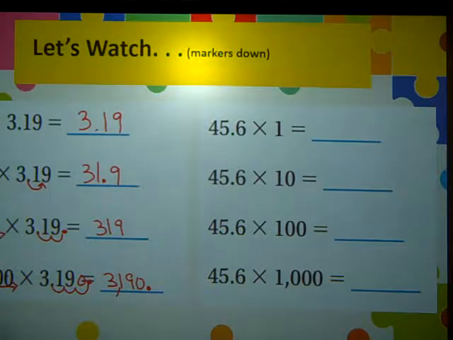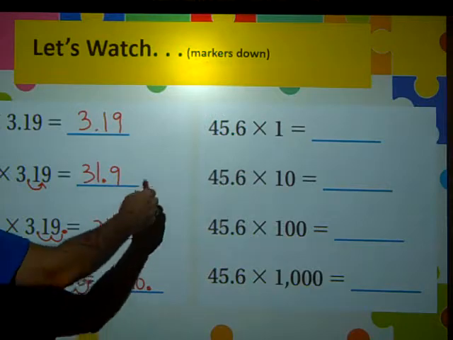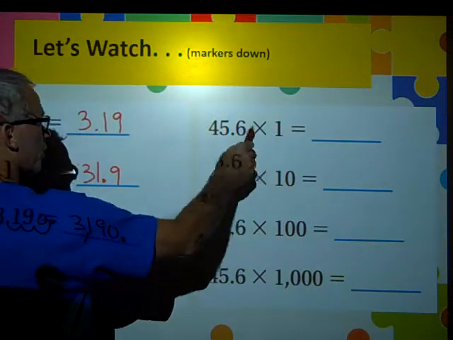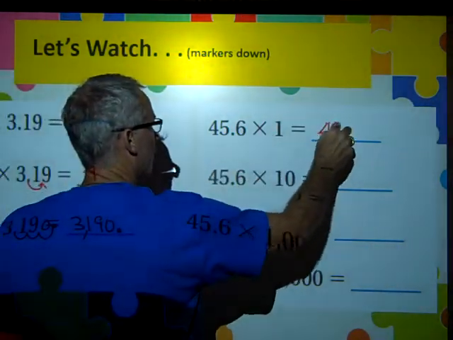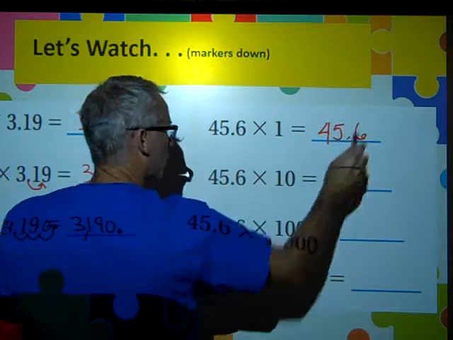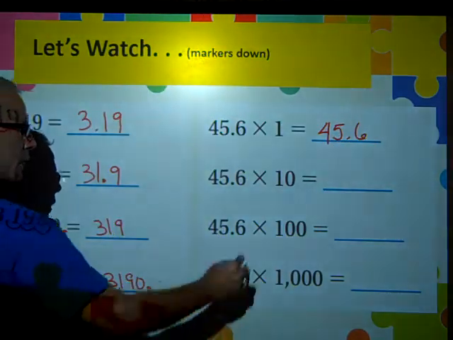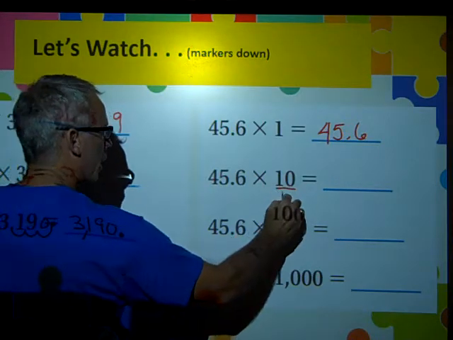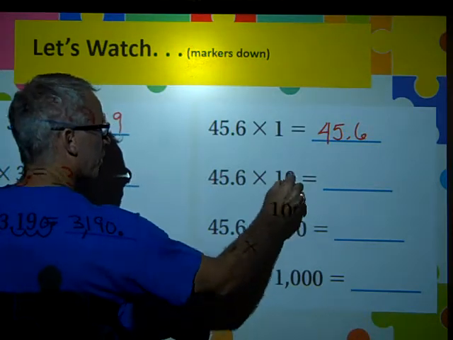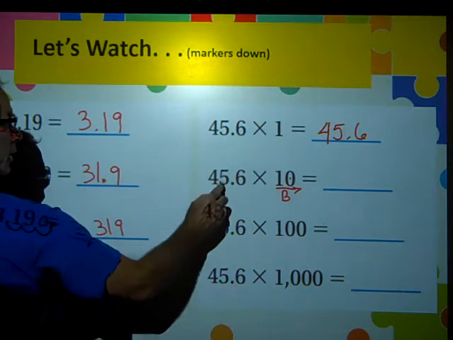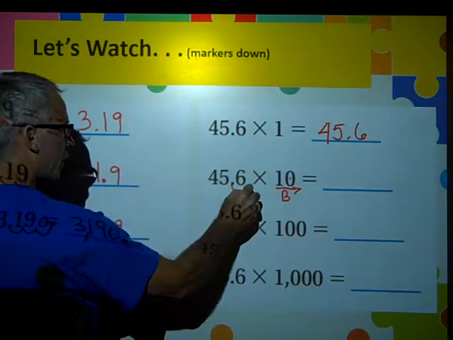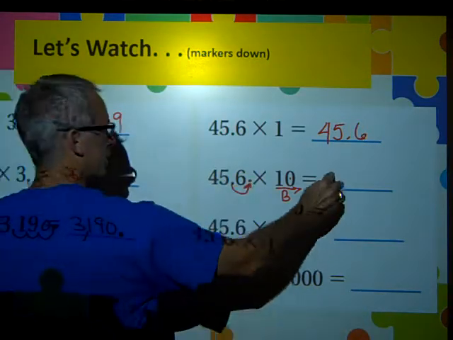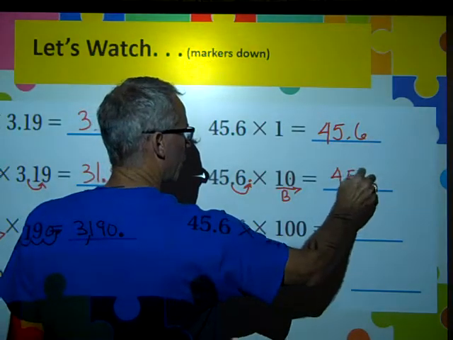Alright, so let's flip it a little bit. Let's just change the orders a little bit. So 45 and 6 tenths times 1, I'd still have one group of 45 and 6 tenths. Okay? Multiplying by 10, if I'm multiplying by a whole number 10, I'm making the number bigger, moving it one place to the right. So that decimal's here, one place to the right, puts it behind that 6, gives me 456.